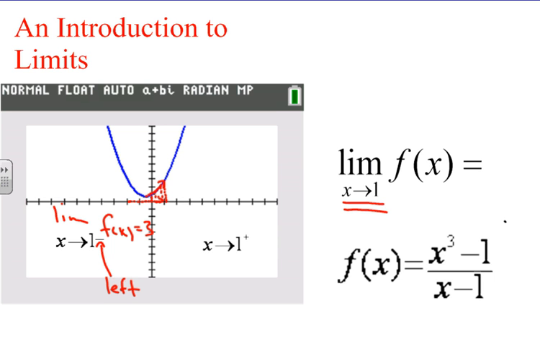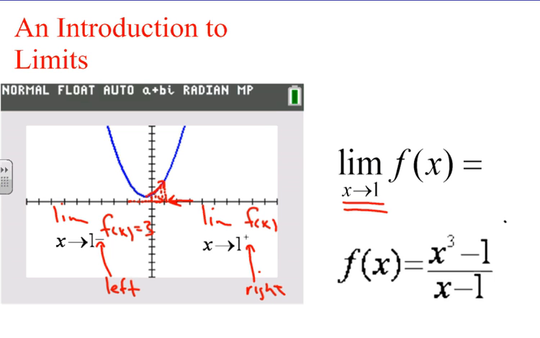Now we're going to approach the same thing. We're going to approach 1, but now, instead of from the left side, we're going to approach it from the right side. When you see this little plus sign above the 1, that means we're going from the right side of 1. So I'm going to go to the right side of 1.